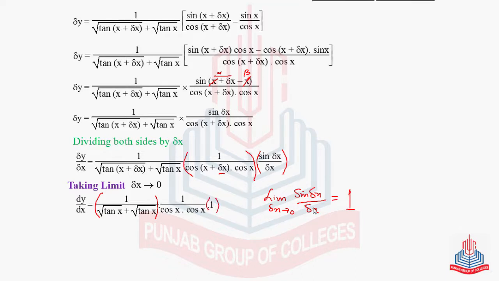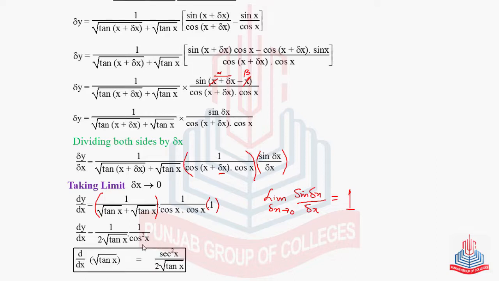Finally we have 1 over 2 times square root tan x into cos of x, and this cos of x will become cos square of x. So the derivative of square root tan x will become secant square x divided by 2 square root tangent x, since 1 over cos square becomes secant square x. And again, verifying this result, d by dx of square root of tangent x.